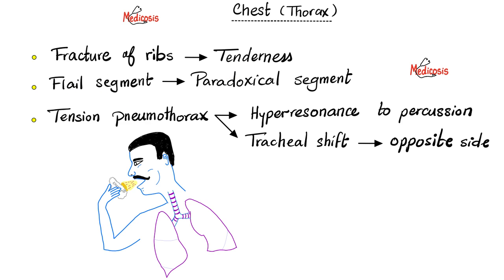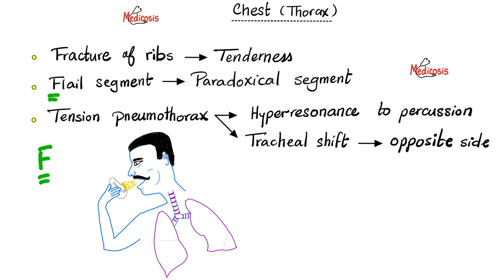Next, the flail segment. What is that flail segment? Flail segment is when the part of the chest is messed up. What does that mean? Paradoxical movement. What does that mean? Well, normally during inspiration or inhalation, the chest expands. And during expiration or exhalation, the chest wall shrinks.